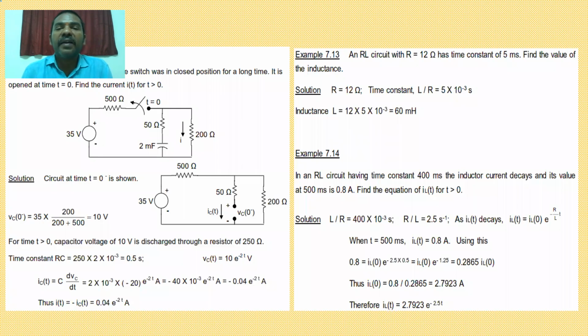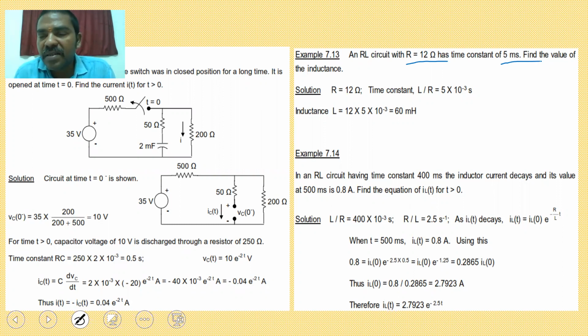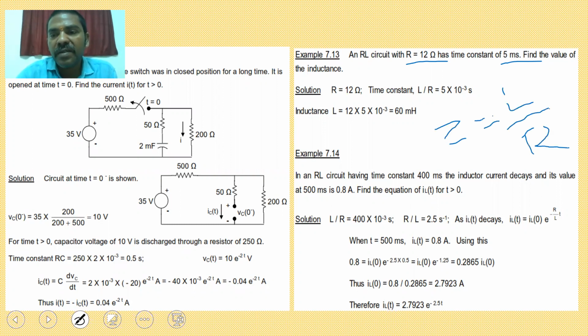So next, come to the RL circuit. They are connected in series. The resistance value is 12 ohms. The time constant is 5 milliseconds. So we have to calculate the inductance. Already you know that tau is equal to L by R. The tau value given is 5 milliseconds, and the R value given is 12 ohms. So L is equal to tau into R, that is 12 into 5 into 10 power minus 3. So we are getting 60 millihenry.